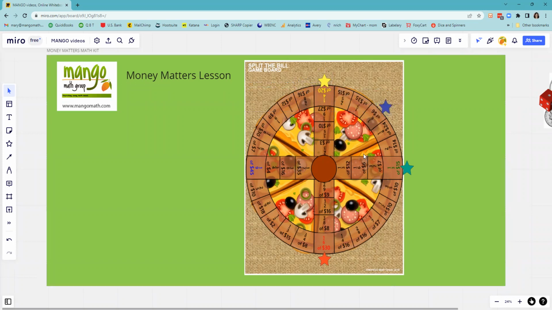So now I've landed over here on this space, and I'm going to continue moving my pawn around. Everybody's going to be moving their pawn around the board. Now, when I get all the way back to my blue spot, I then can go up through that pizza to the center circle. In order to win the game, I have to land in that center circle on that roll.